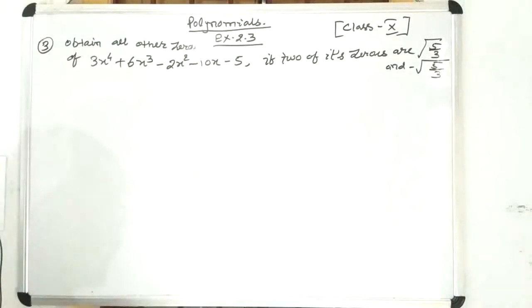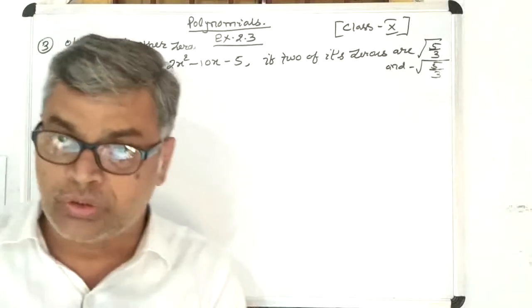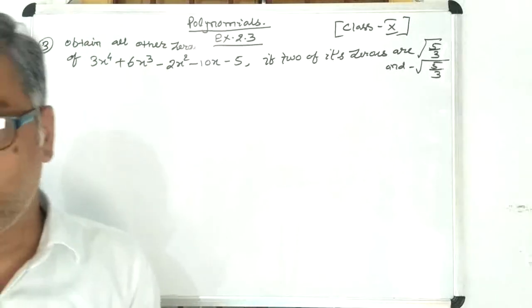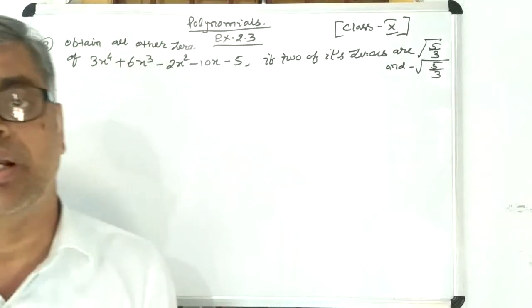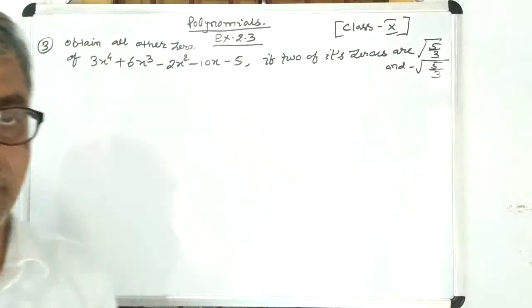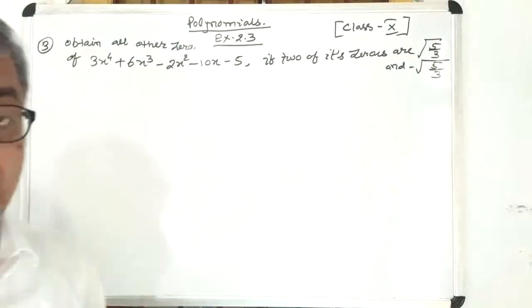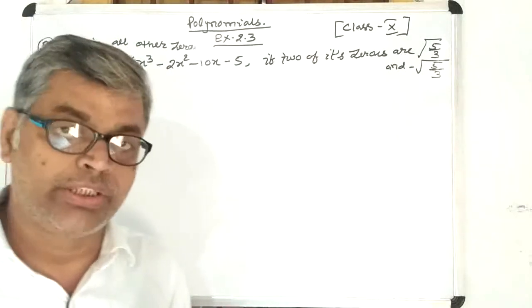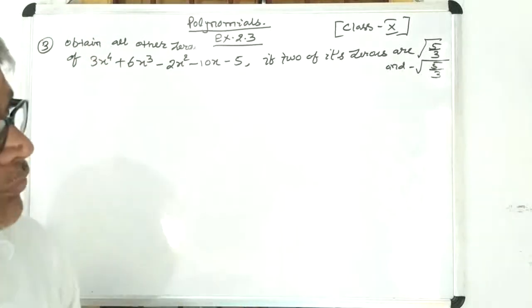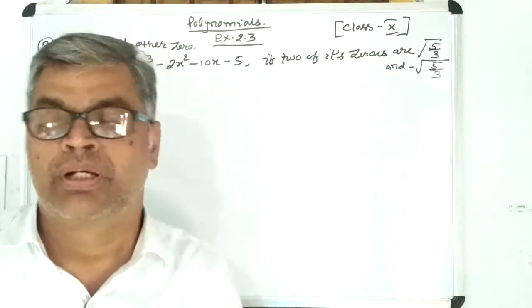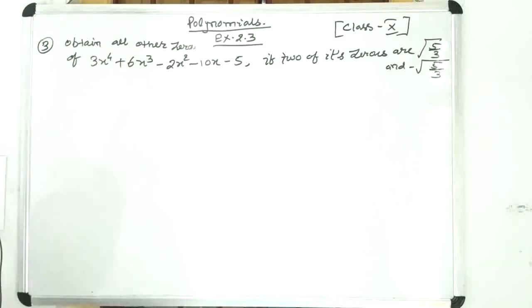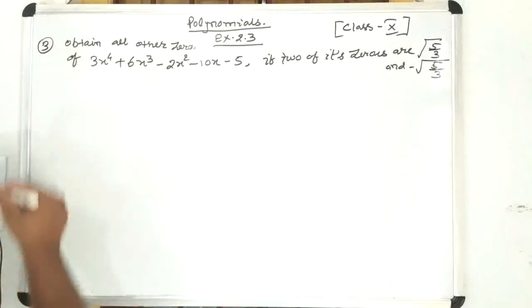As you can see, this polynomial has degree 4. So the zeros of this polynomial will also be 4, because the number of zeros is equal to the degree of the polynomial. How much the degree is, that many will be the zeros. Out of 4 zeros, 2 zeros are given. Now you are supposed to find the remaining 2 zeros. So let's see how this can be solved.